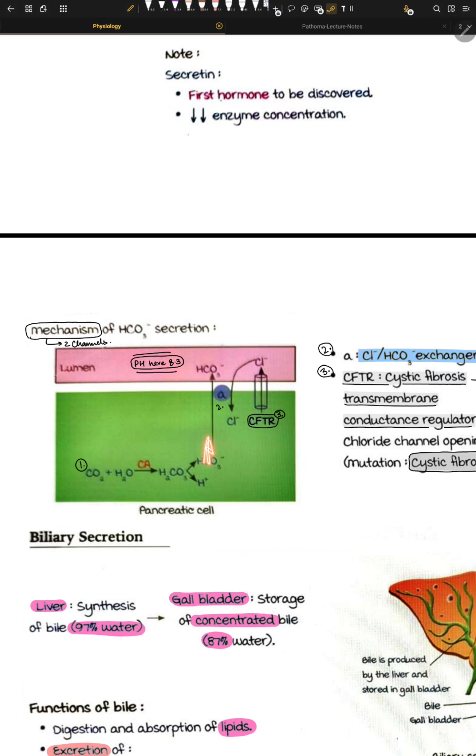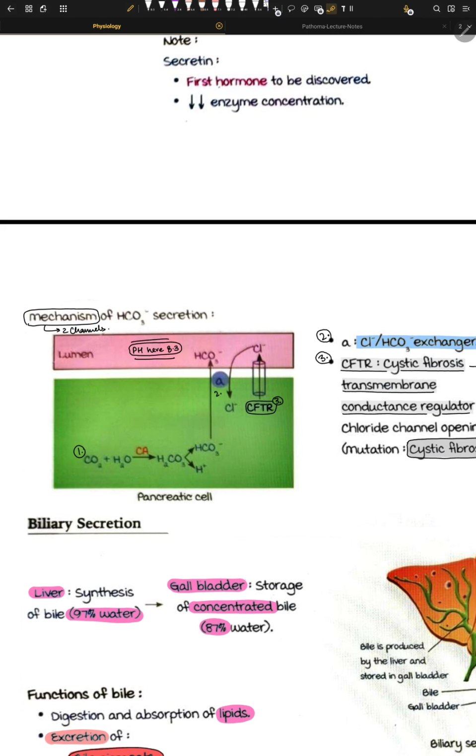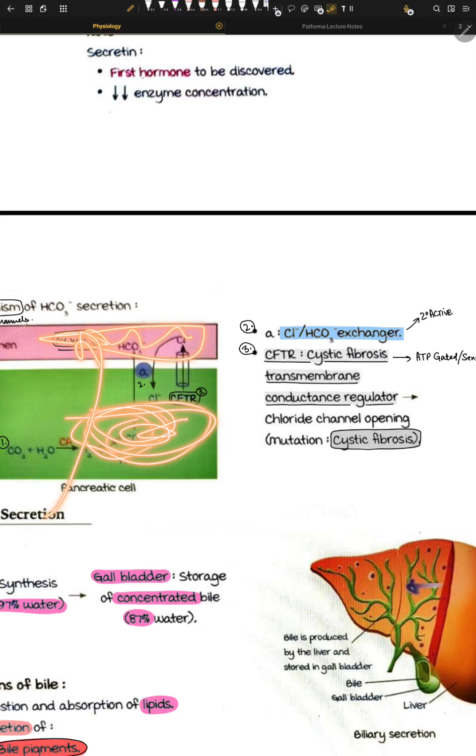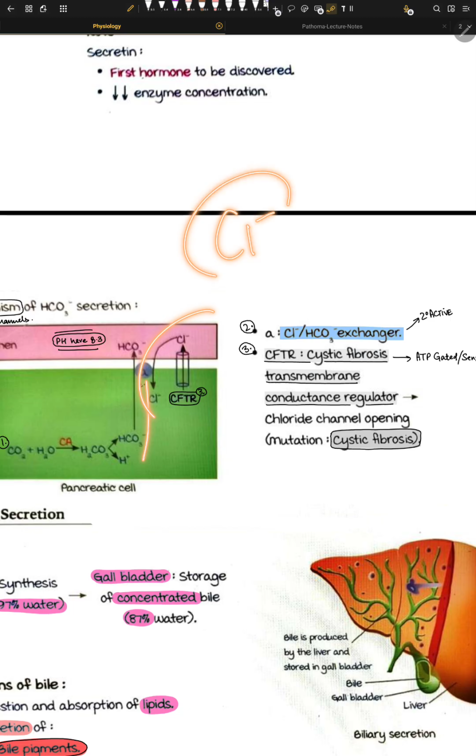Now this base is pushed inside the lumen with the help of this channel. This is an exchanger. It means it exchanges. It's not active. How can it exchange? Because here is a low concentration of bicarb and here is a high concentration of bicarb. So it just pushes. And in this way, it also gets one chloride ion, negatively charged. So it gets this. And where is the chloride coming from?